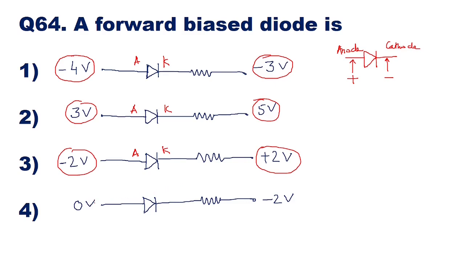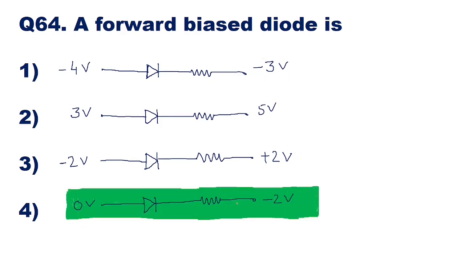If you see the fourth option, the voltage applied at the anode is 0 volt and the voltage applied at the cathode of the diode is minus 2 volt. So here the voltage at the anode is 0 volt and at the cathode is minus 2 volt, and 0 volt is more positive than minus 2 volt. Therefore, this condition says that the diode is forward biased. So option 4 is the right answer, which indicates that the diode is forward biased.